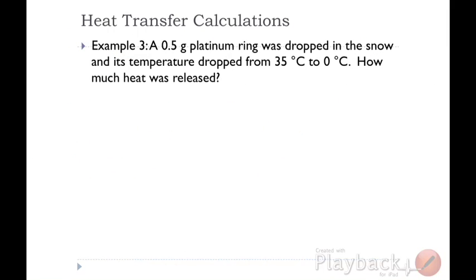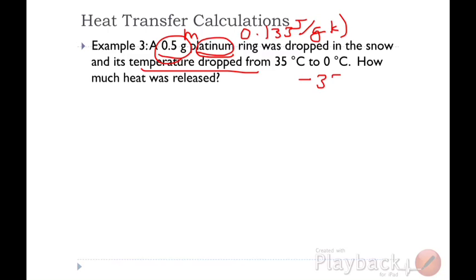Here's our next example. It says a 0.5 gram platinum ring was dropped in the snow, and its temperature dropped from 35 degrees Celsius to 0 degrees Celsius. How much heat was released? So we can go ahead and annotate. So 0.5 grams is mass. Platinum ring, we need to look up the specific heat for platinum. It's 0.133 joules per gram times Kelvin. It was dropped in the snow and its temperature dropped from 35 to 0. So going from 35 to 0 is a negative change because the temperature is going down.